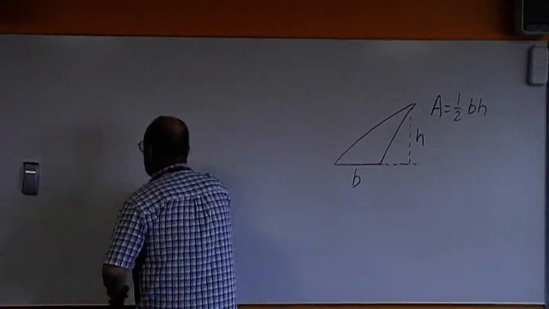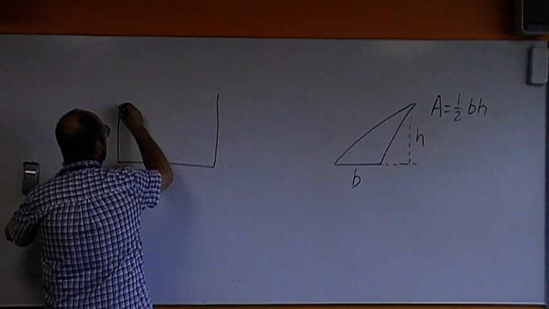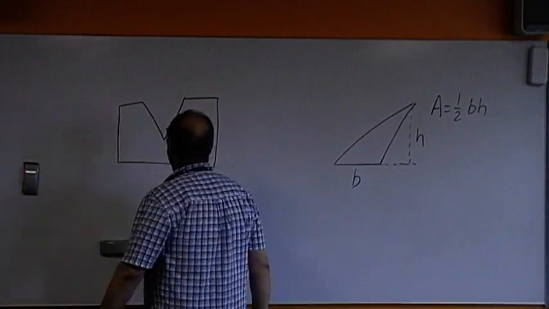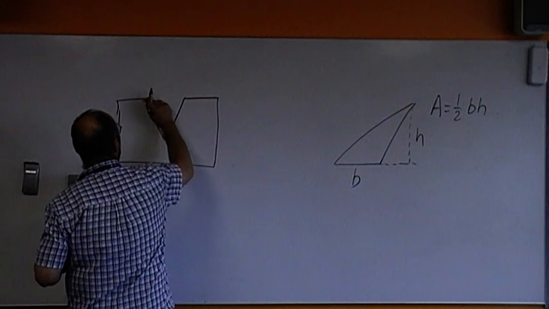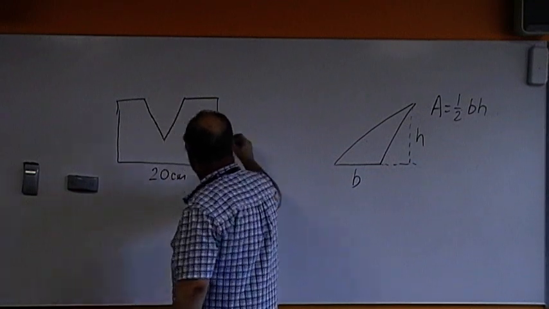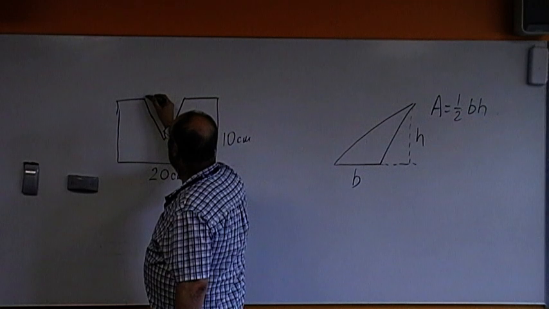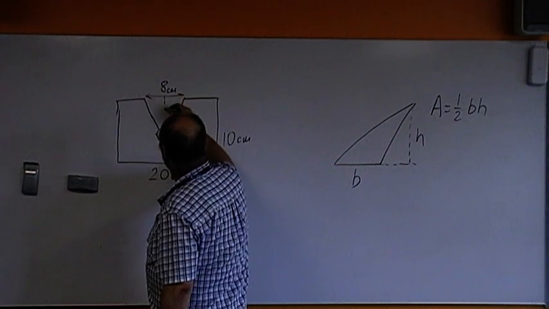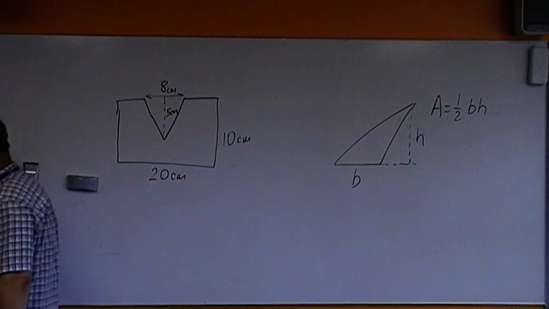Let's see how we can find areas of composite shapes, which consist of a few different shapes. For example, how do we find the area of this shape, where this side is 20 centimeters, this is 10 centimeters, this is 8 centimeters, and this is 5 centimeters?